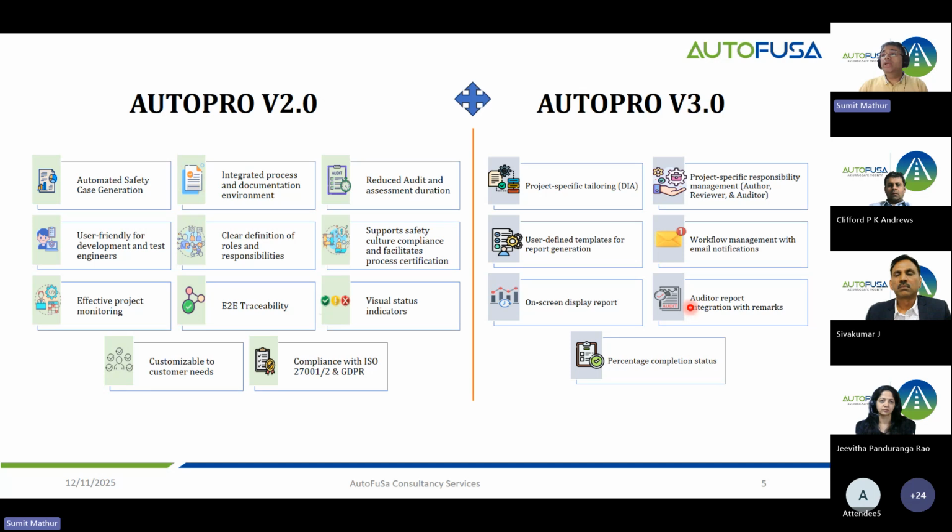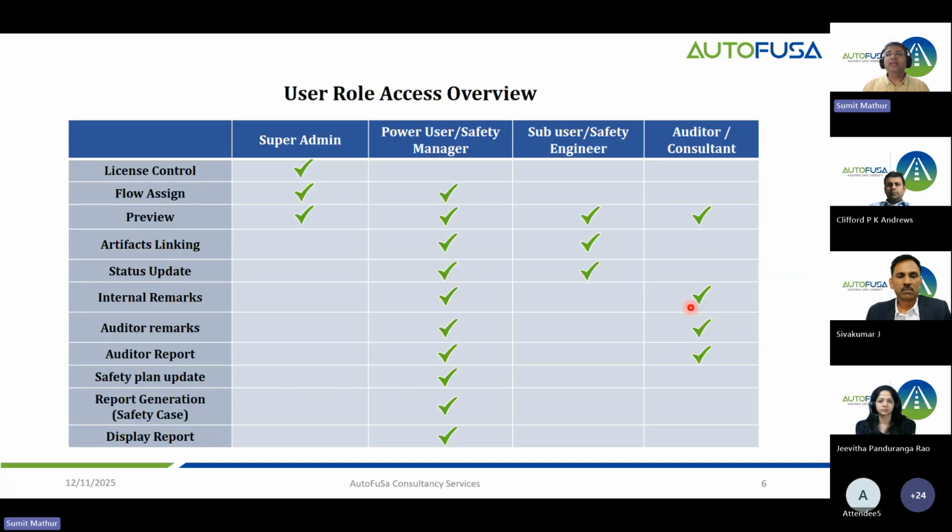So before we go there, what are the different roles which we have here? There are four different categories in which we define the roles here. The first one is super admin, where we control the Autopro, or the super admin will be Autofusa team. They will be taking care of the license control. They will be assigning the flow. So here the customizations of the flow could be there. They can do the previews to understand how it will look to your users.